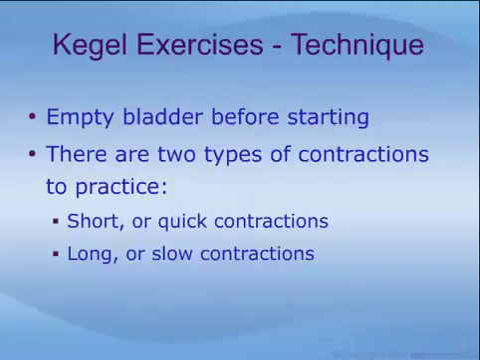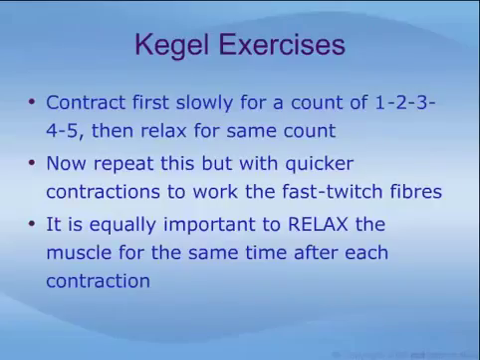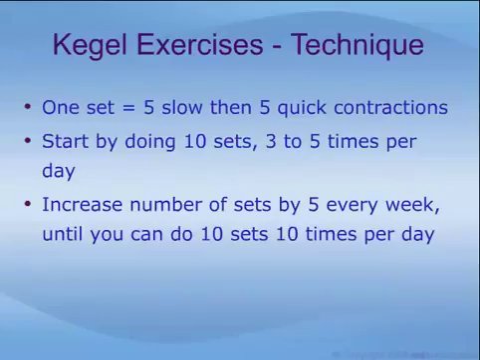When you begin doing the exercises, it is important to understand that there are 2 types of contractions to practice: short or quick contractions, and long or slow contractions. First, contract slowly for a count of 1, 2, 3, 4, 5, then relax for the same count. Now repeat this, but with quicker contractions to work the faster working muscle fibers. It is equally important to relax the muscle for the same time after each contraction. One set of exercises consists of 5 slow, followed by 5 quick contractions.